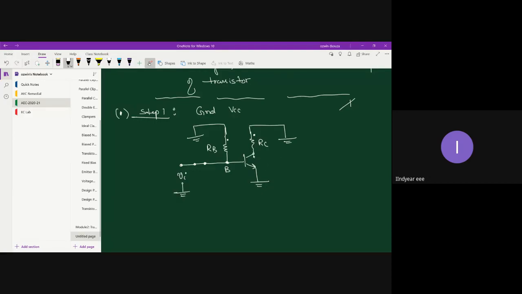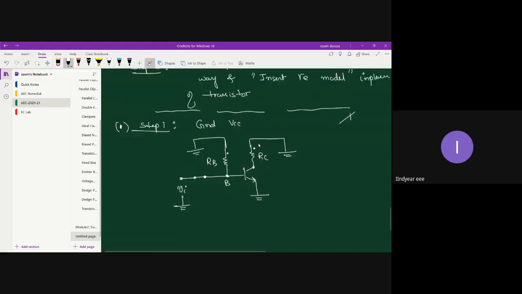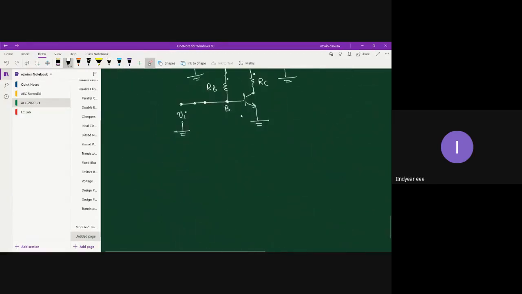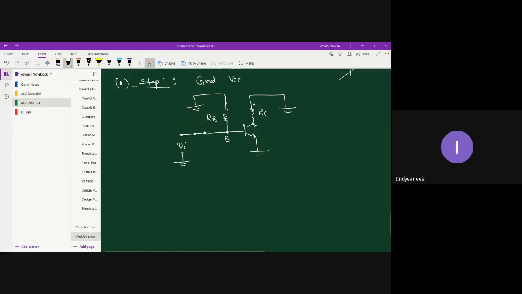Similarly, there was a capacitor on the output side. Let me show you here. This particular capacitor C0 I'm going to replace with a short circuit equivalent. So just connect it with a straight line. This is where I'm going to measure my output.